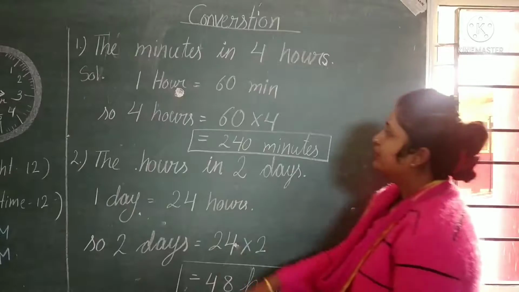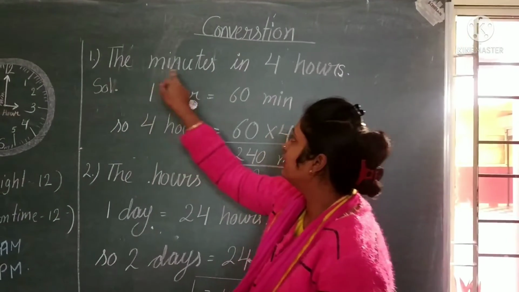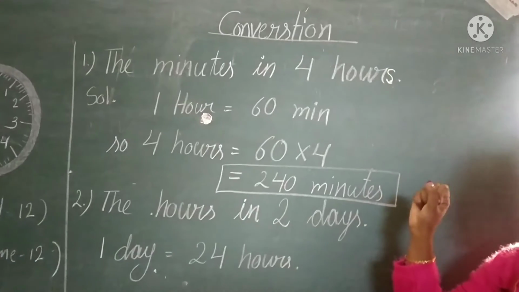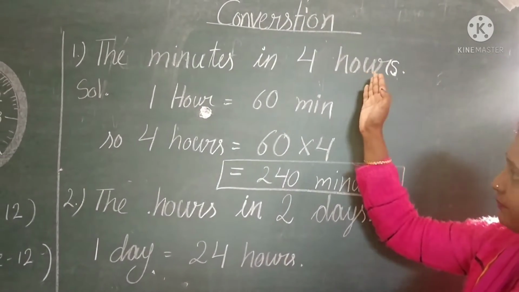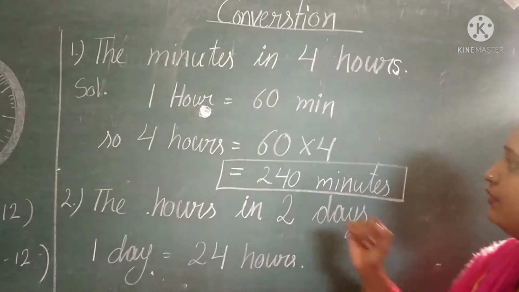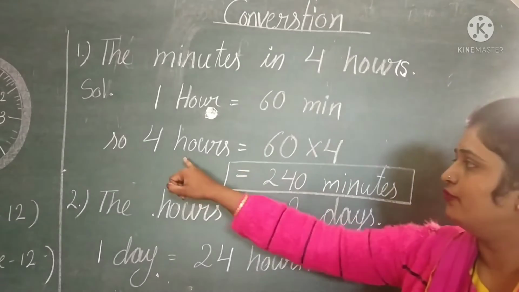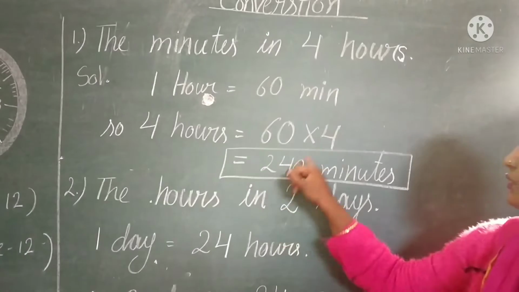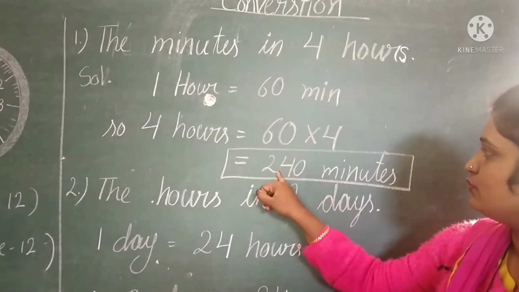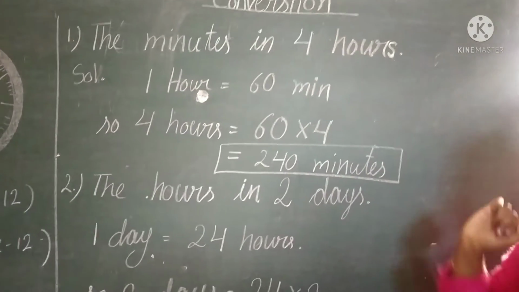Okay. Next topic is conversion. Here we have the question: the minutes in 4 hours. We have to calculate how many minutes in 4 hours. So we already know that 1 hour equals 60 minutes. So 4 hours equals 60 multiplied by 4. So we know that 4 6s are 24, 4 0s are 0. So 240 minutes in 4 hours.